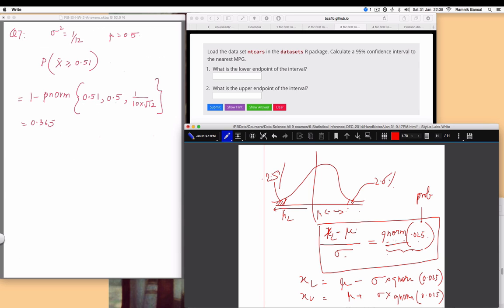Why, you added sigma into q norm 0.025. Does this mean you're taking the other side, the right side? The lower one, the upper one you're clear about. XL is equal to mu. The upper one is clear because it's on the left, the left one actually, plus, we know the probability of that.